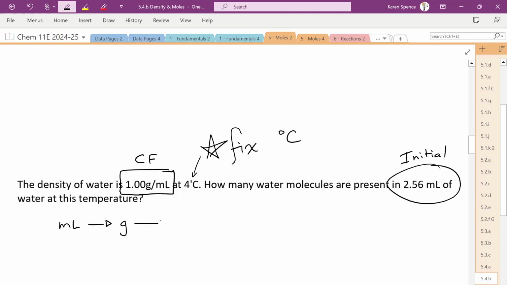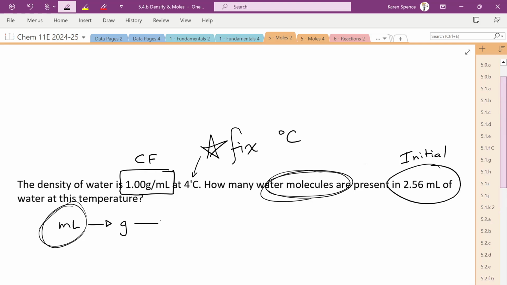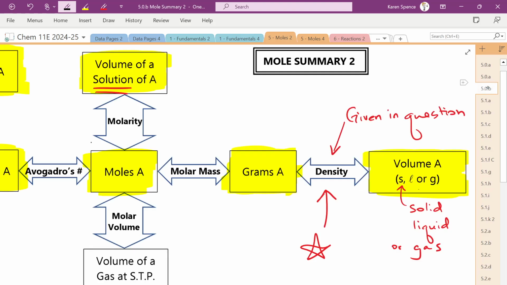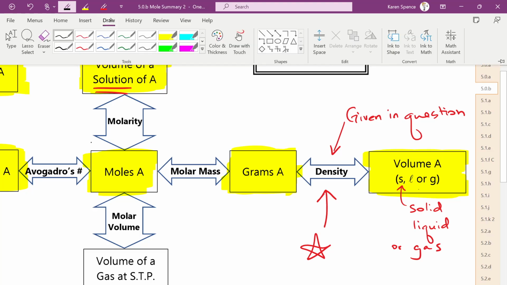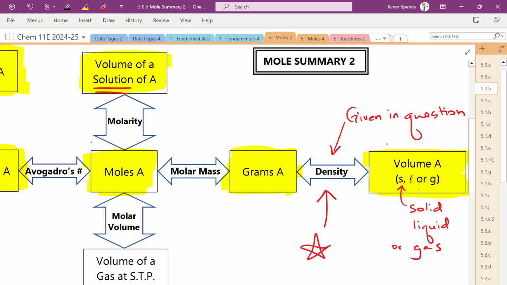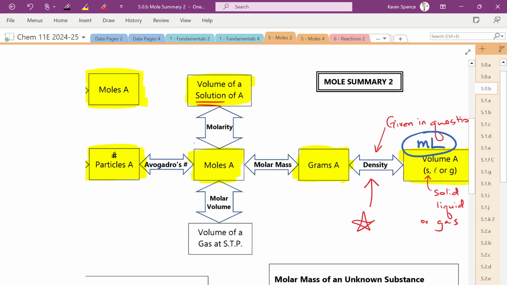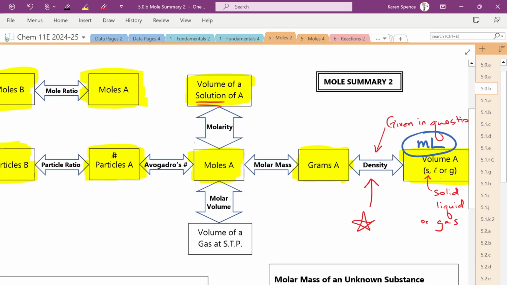And if you're like, I don't know how to solve this, what the heck? Well, we're going to look and we're going to say, I have milliliters and I want to get to molecules. So I'm starting with milliliters and I have a density. So I could go to my sheet here and I could say I have milliliters. That's what I'm starting with. And I want to get to molecules. That's going to be over here.